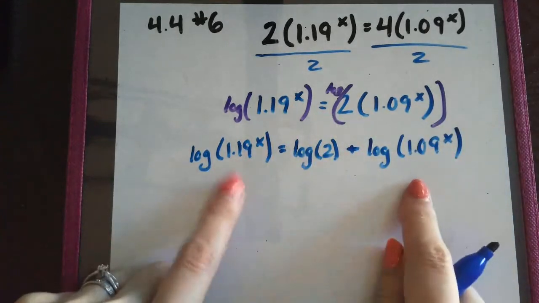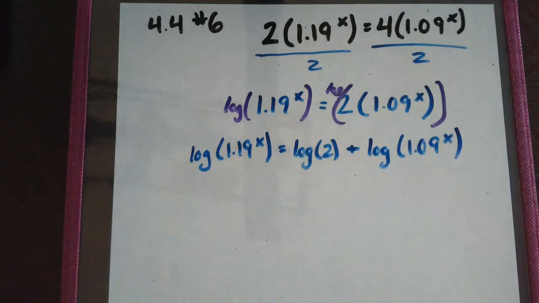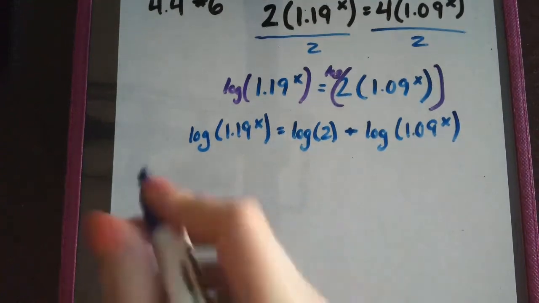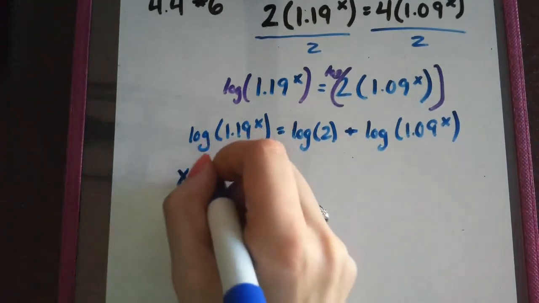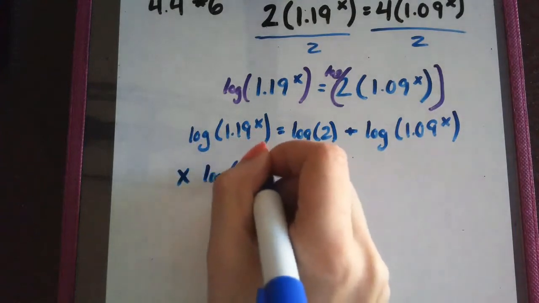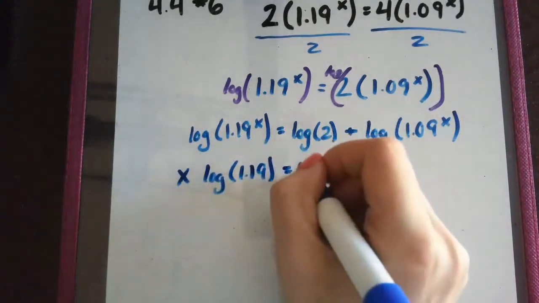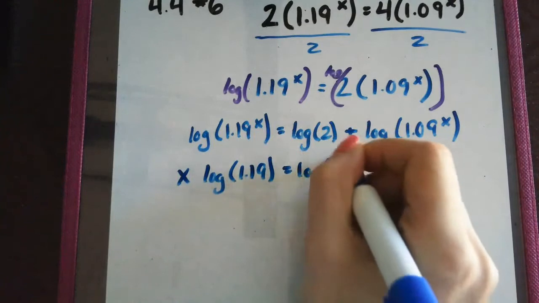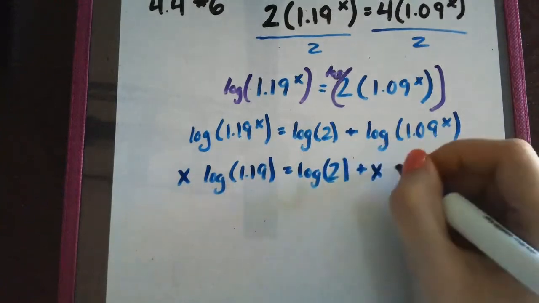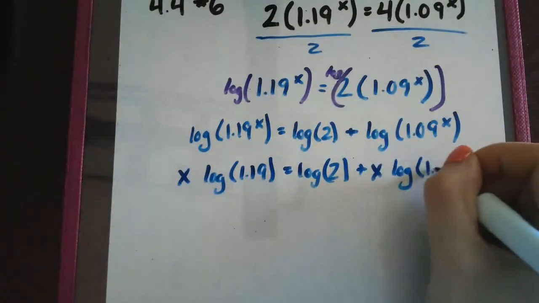So now both of these terms have exponents. I'm going to use the exponent rule to bring those down so that I have x times the log of 1.19 is equal to the log of 2 plus x times the log of 1.09.